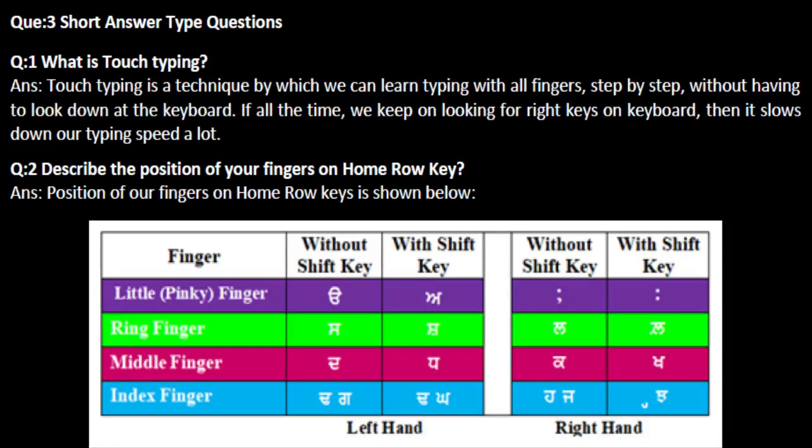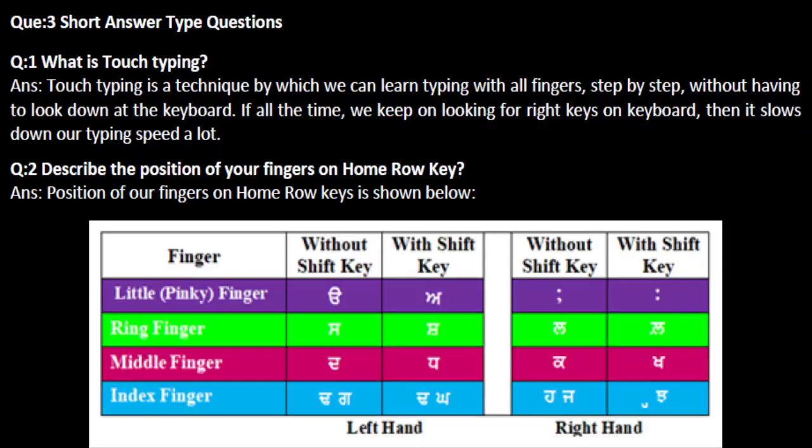Now we are talking about the right hand. Right hand, little finger, without shift key: semicolon, lalla, middle finger gakka, index finger haha and jajja. Now with shift key: colon, ring finger lalla, lalle pair bindi, khakha, and 2 characters, haha and chajja. Which haha? Pair which haha. Okay.